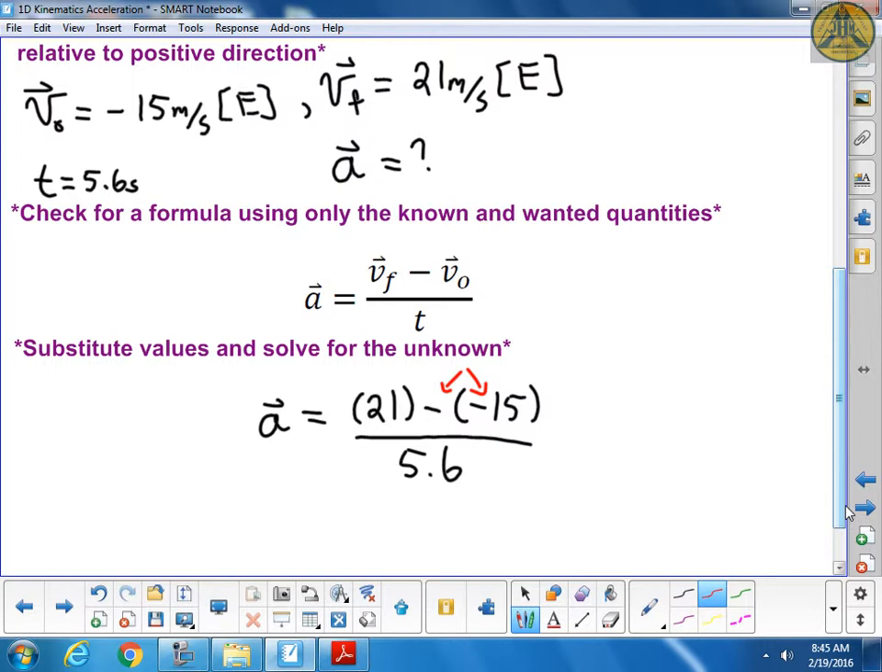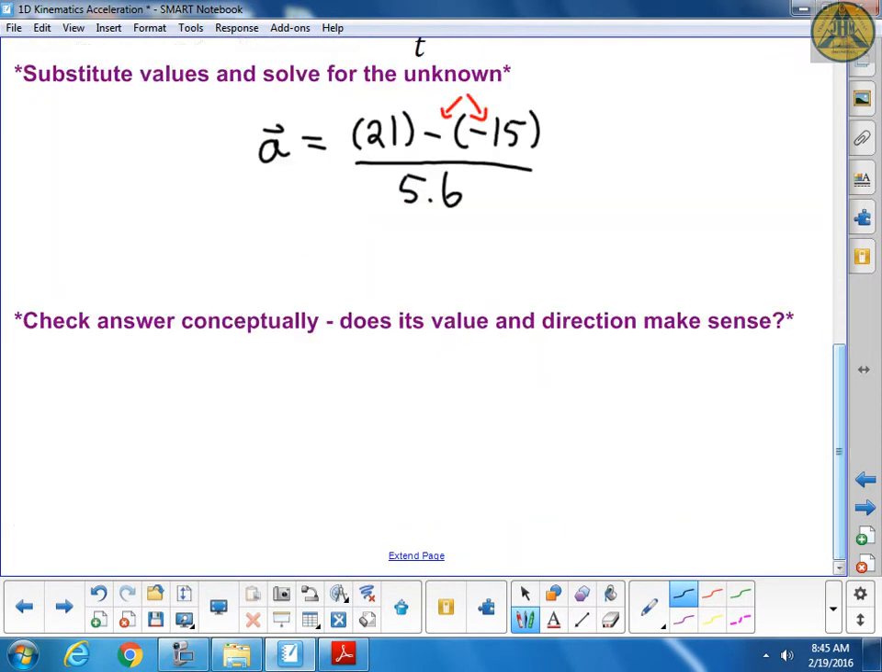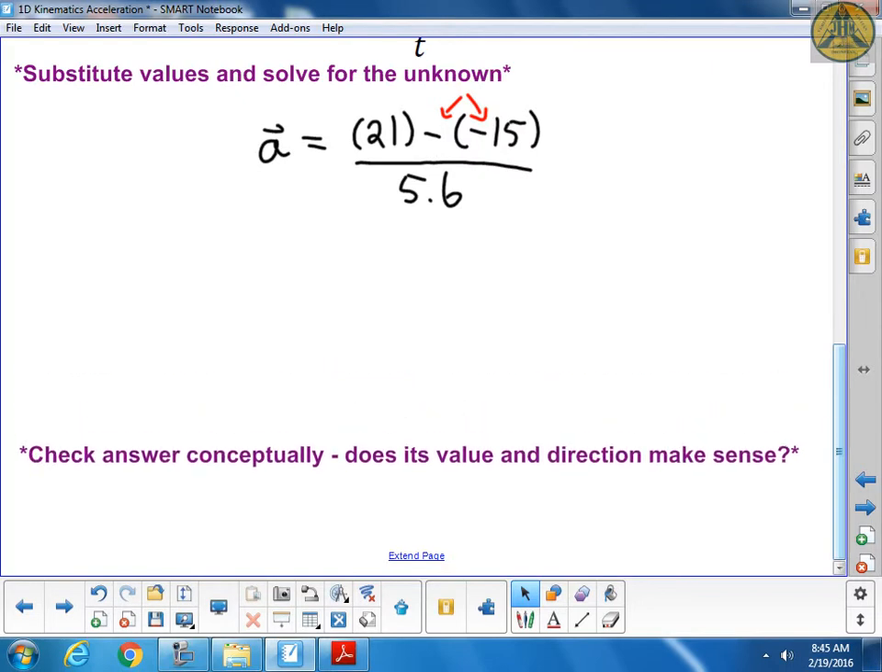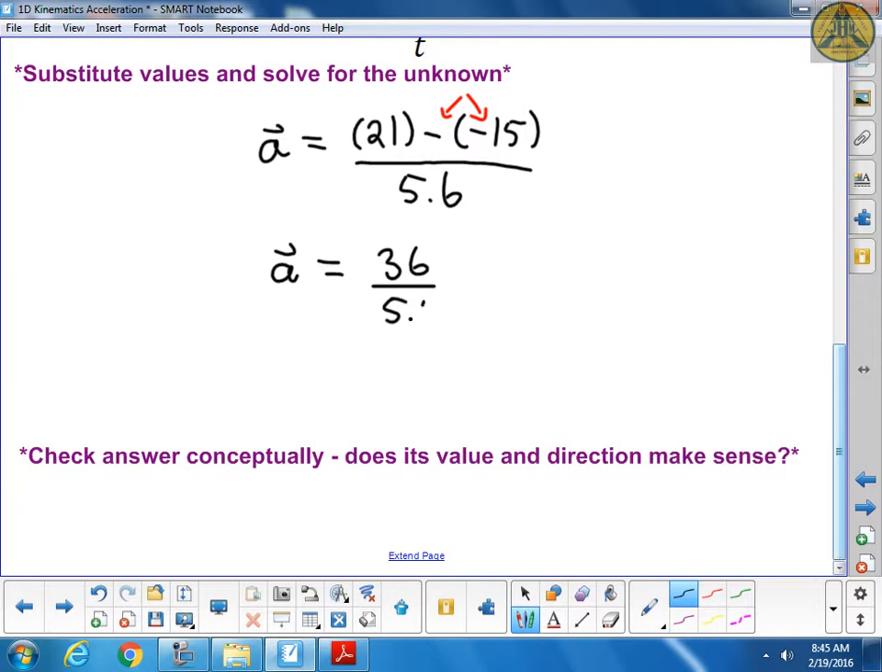The change in velocity is going to be 36, and that's where the 36 comes from that I said before. 36 meters per second is the change in velocity. It was going west, ended up going east, so the change has to be positive. It has to end up going east for the change in velocity, and that works out to be around 6.4. Don't forget your units in the end, meters per second squared. It's going to work out relative to east because we set it up that way. And we're done.